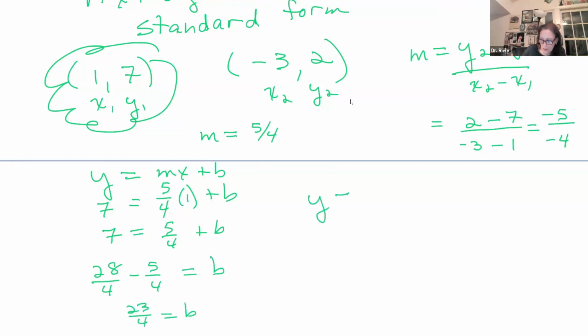So my equation, I need it to be in this form. My slope, I said, was 5/4. Put this back in generic, and then add your 23 over 4. Now you have it in point slope form, or in slope intercept form.